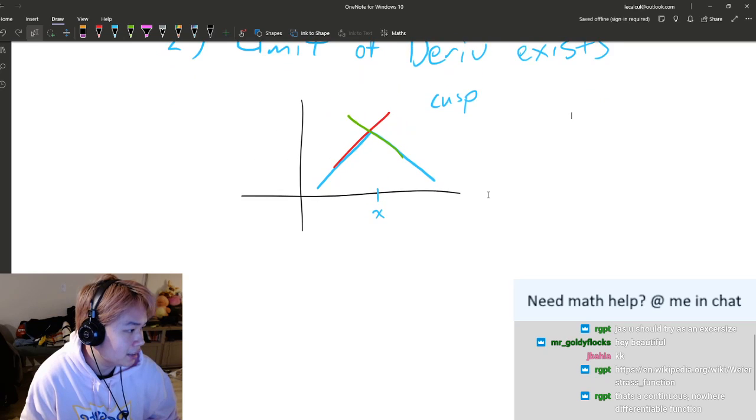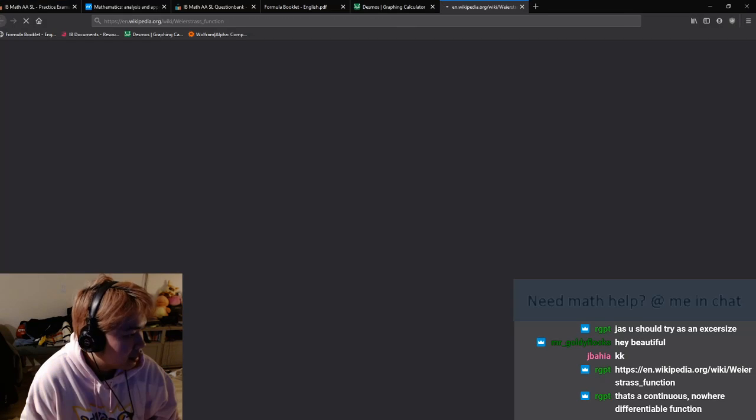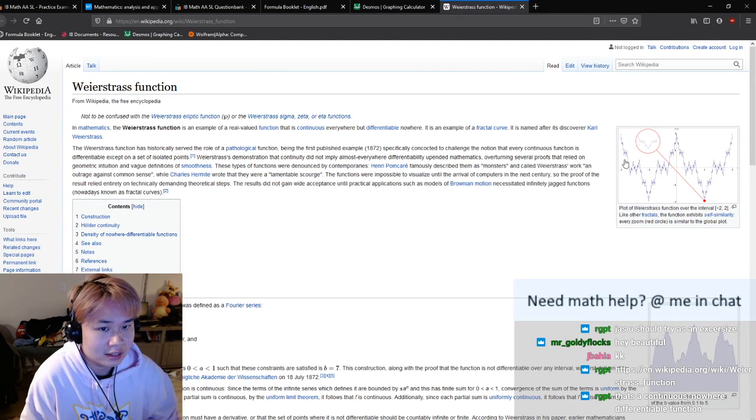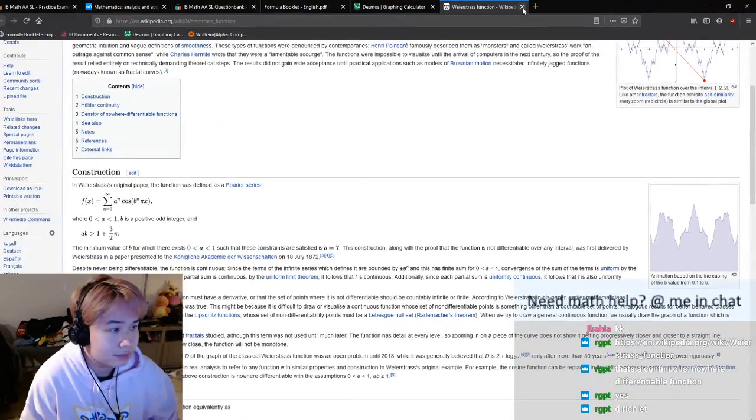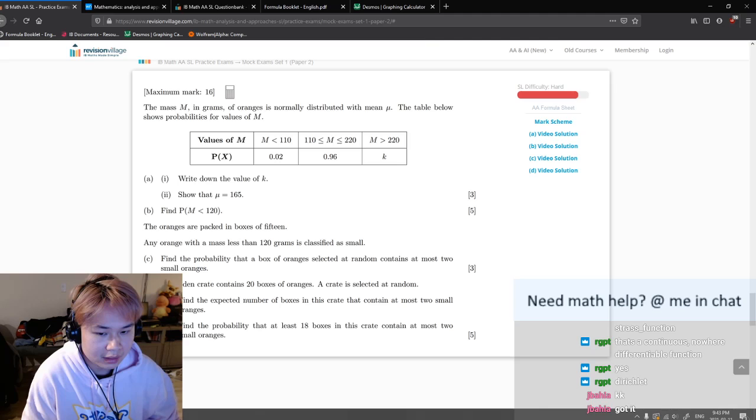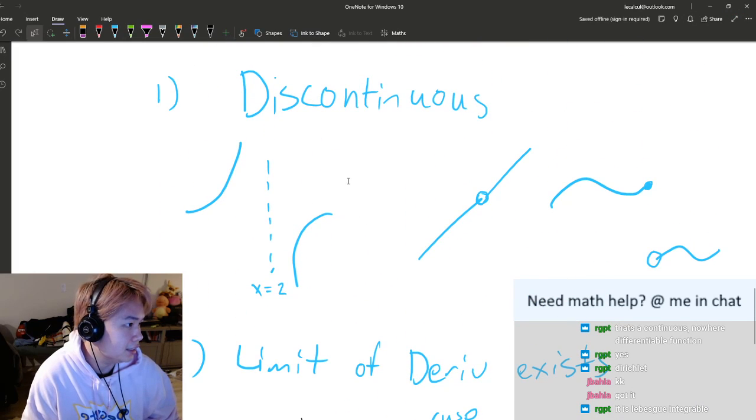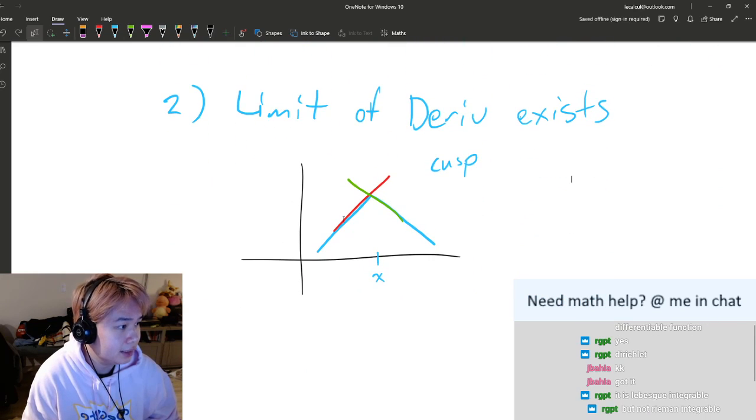Weierstrass function, continuous, nowhere differentiable function. There's also a function that's discontinuous everywhere, but is it differentiable, or is it integrable? I don't remember. The Weierstrass function. Yeah, Dirichlet. So these are the four situations, right? You have these three discontinuities, or you have any sort of cusp in your function.